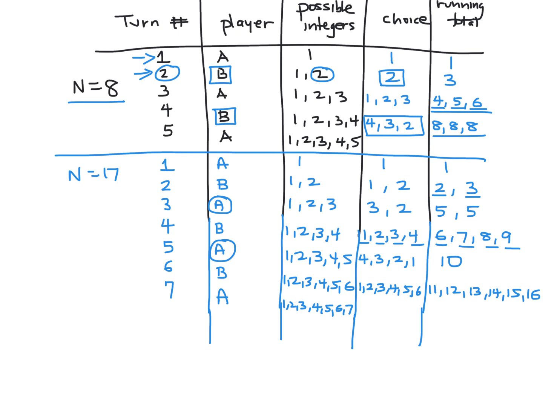And now Alphonse can win. How? Because he wants to get to 17, and he can get 17 by choosing either 6, 5, 4, 3, 2, or 1, depending on what the previous running total was. So this strategy will help Alphonse win when n is equal to 17.